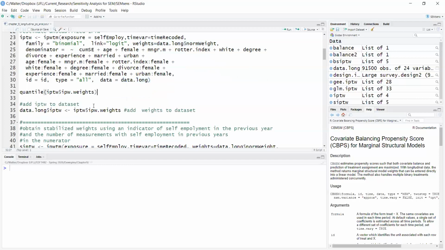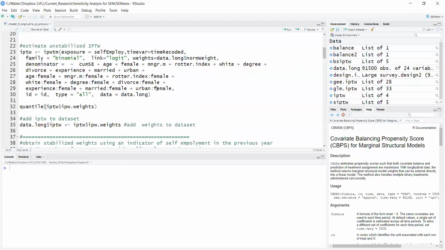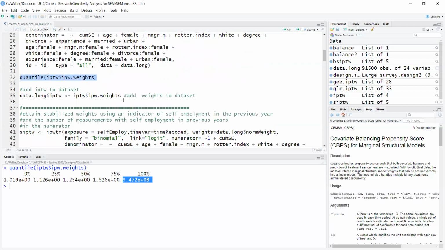Now, once I run the estimation of the weights, I can do some diagnosis here using quantile, and I see here that there is a serious problem with extreme weights. The maximum weight is a huge number. This happens with inverse probability treatment weighting because it's 1 over the product of the probabilities of treatment at each measurement occasion, which really inflates the weight. We'll solve that using stabilized weights. But for here, I just save this weight to the data set as shown here.